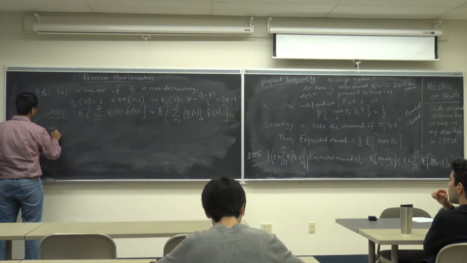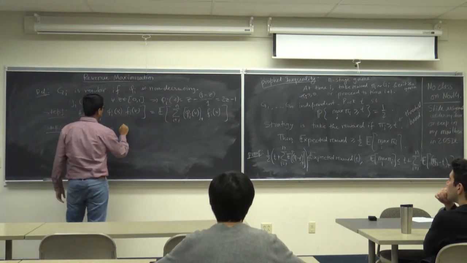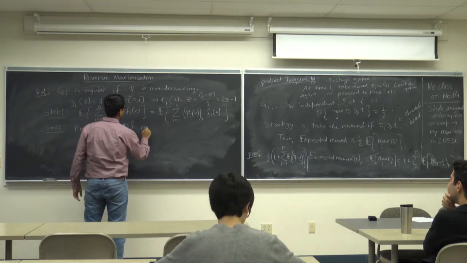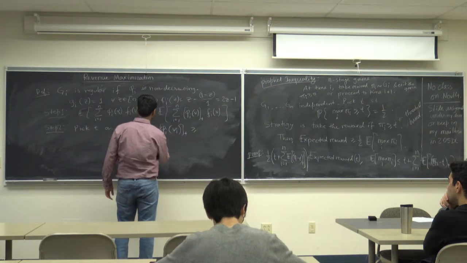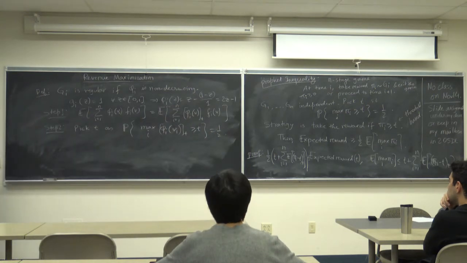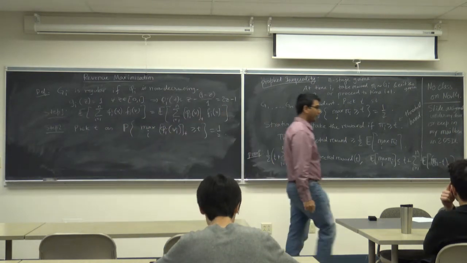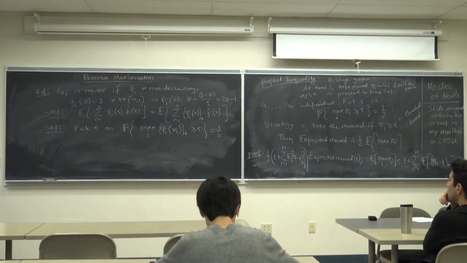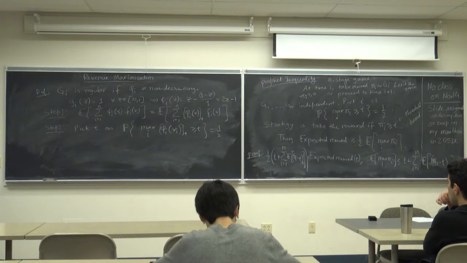And then step two, pick T such that the probability of max φ_i(v_i)+ greater than or equal to T equals 1/2.